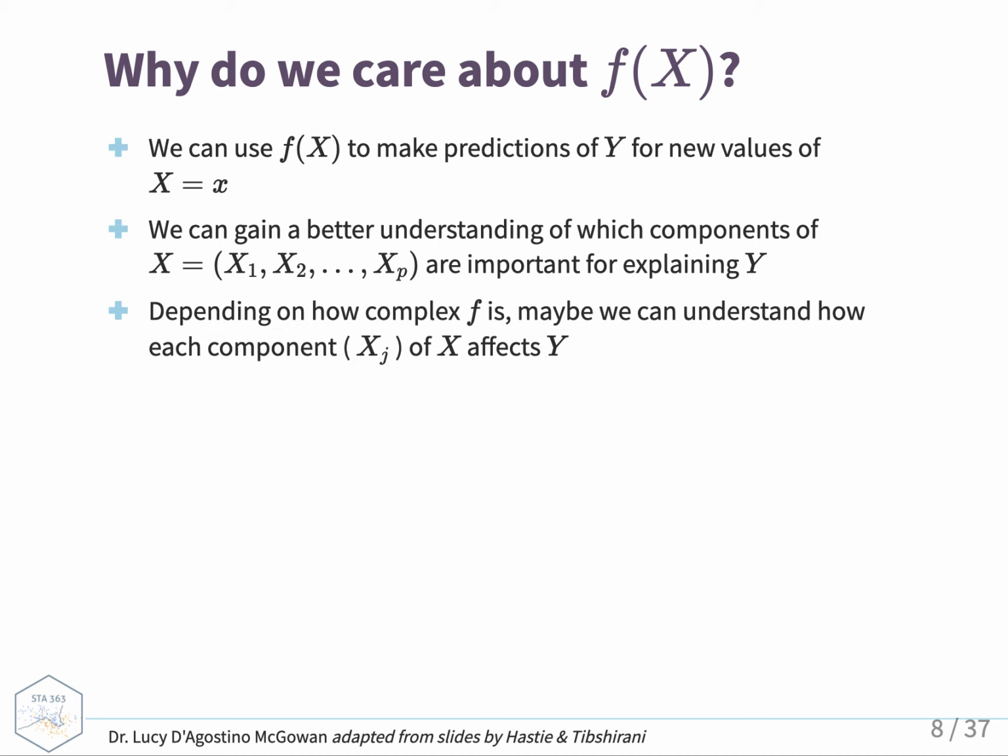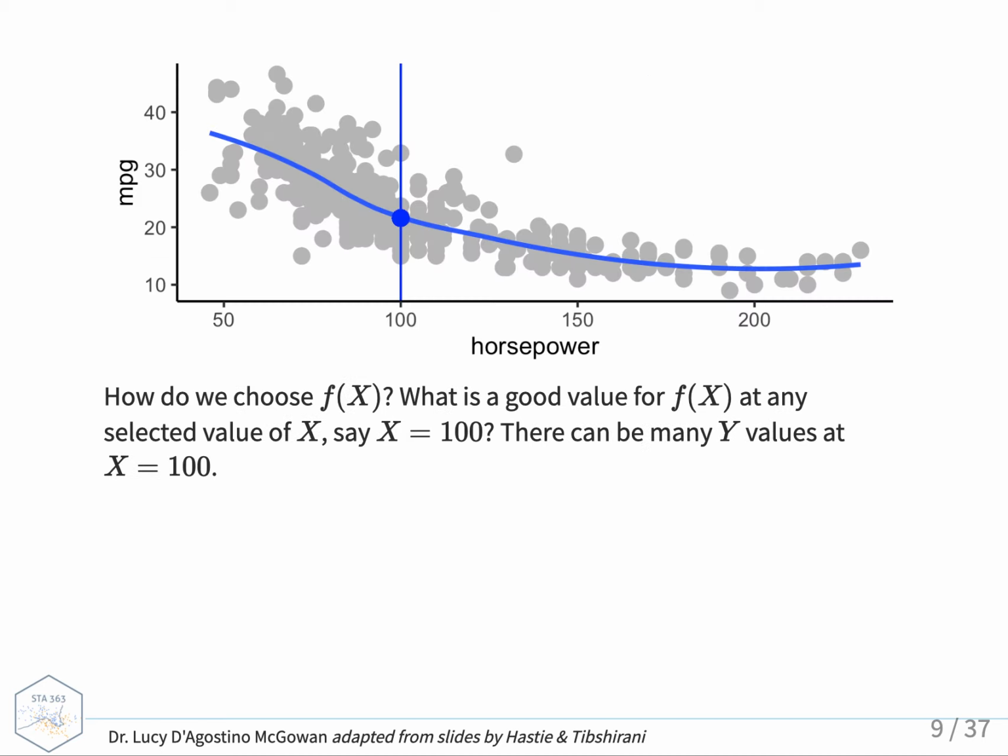And depending on how complex this function f is, maybe we can understand how each component xj of x affects y. So how do we choose this f of x, or this function of x? What would a good value of f of x be at any selected value of x?